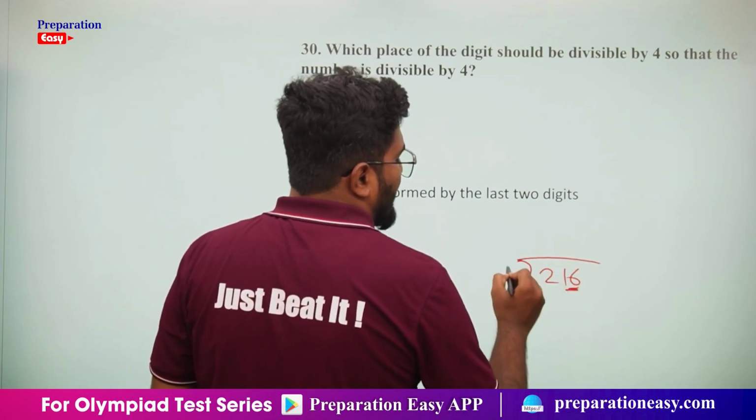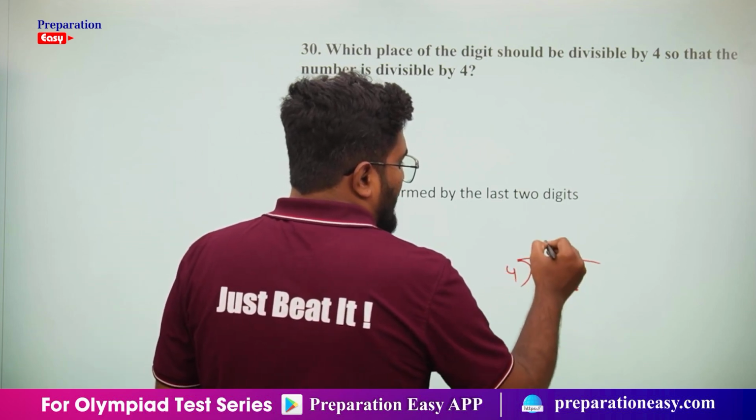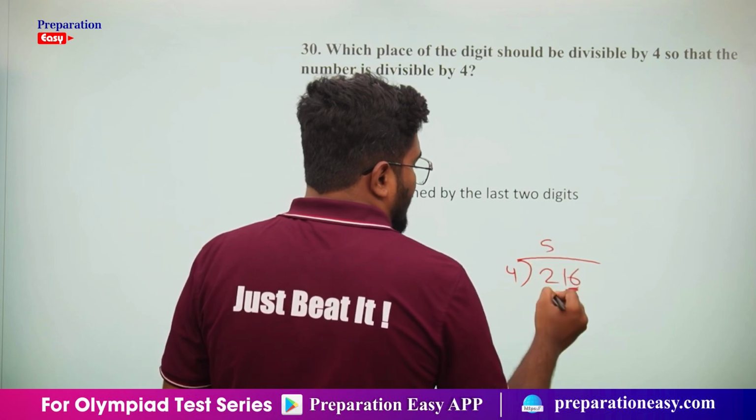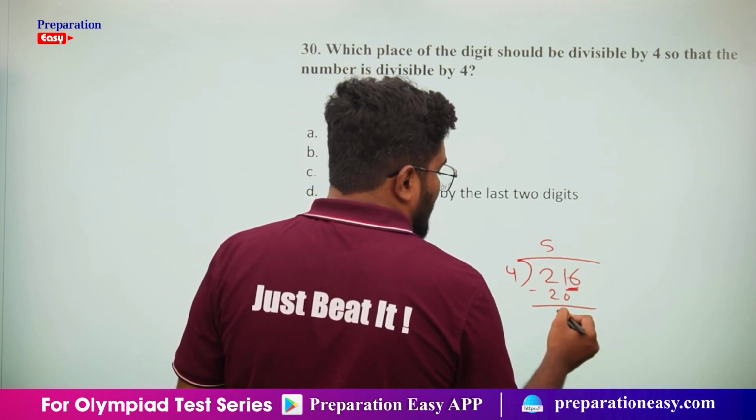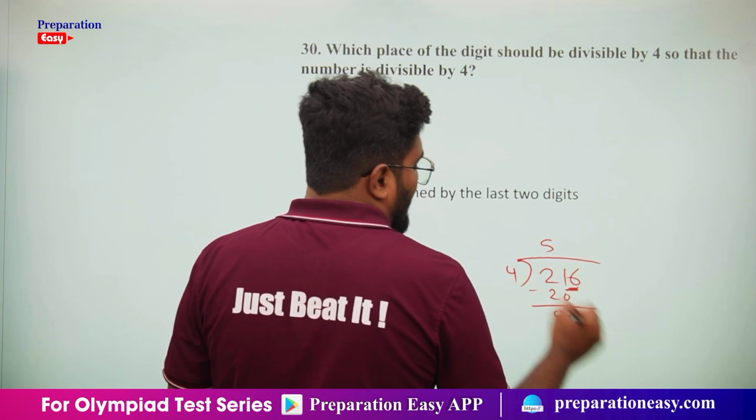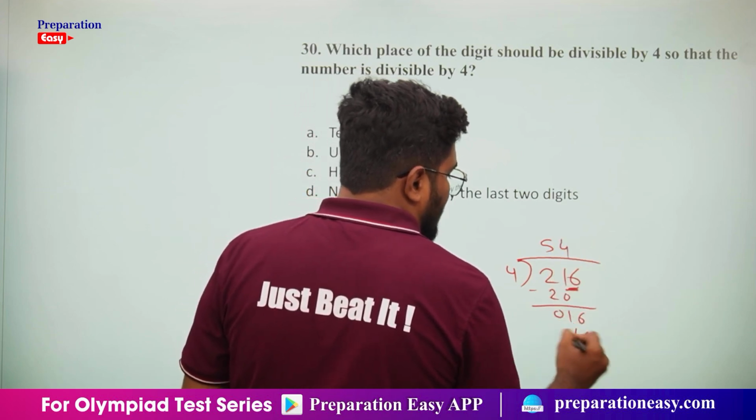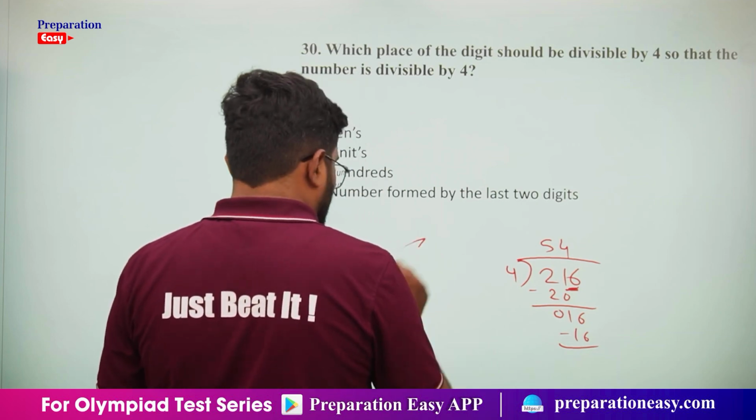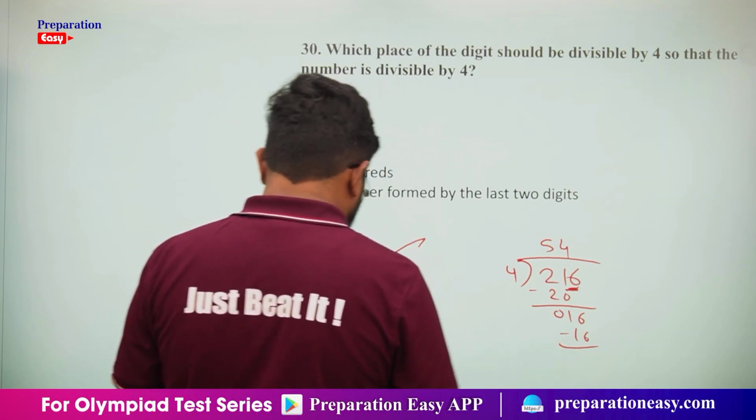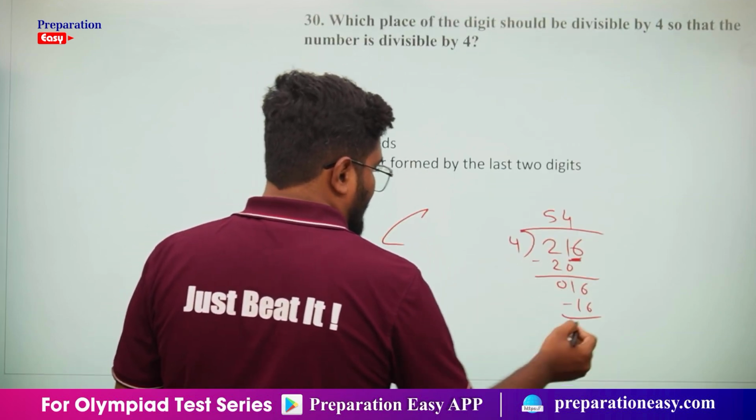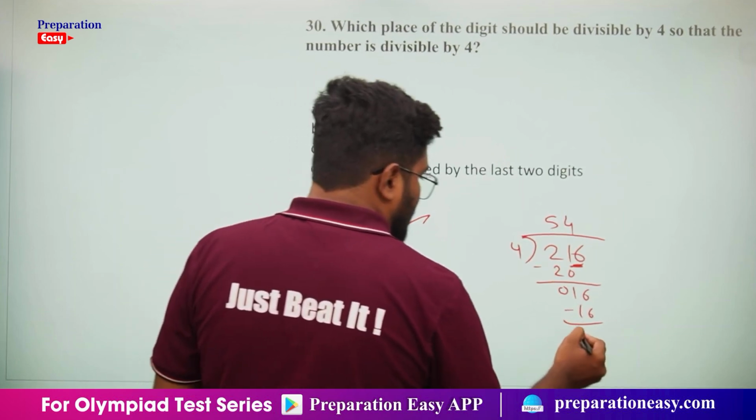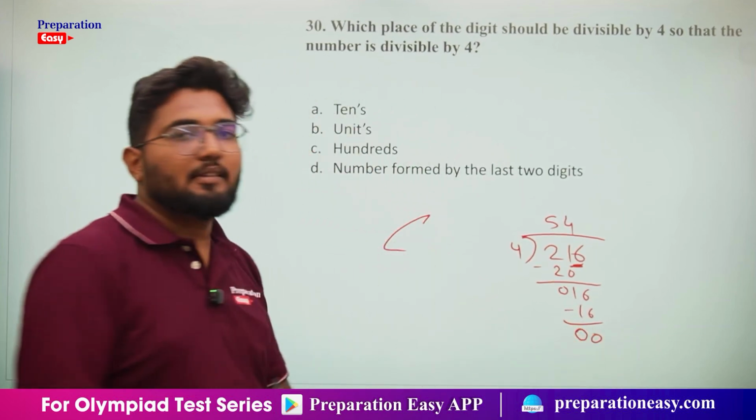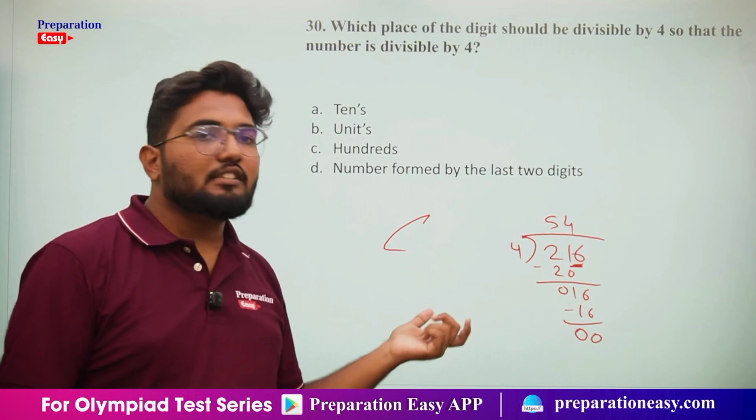Let's check it out. 4 4s are 16, 4 5s are 20, minus, 0 1 6, 4 4s are 16. Is there any remainder? No. So 216 is divisible by 4.